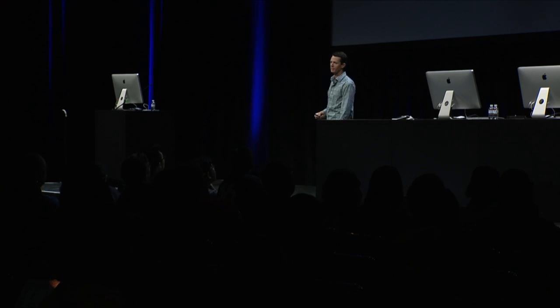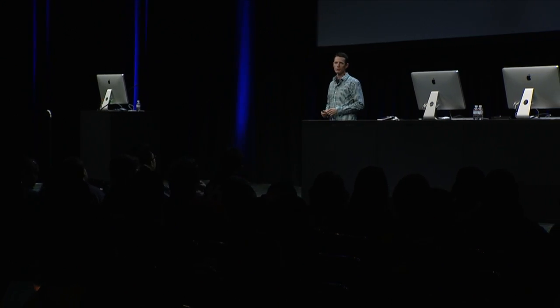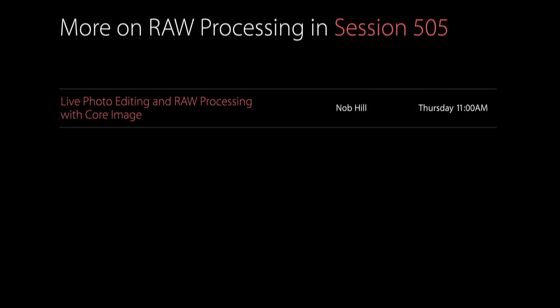The AVCam manual sample code is available right now. You can go get it. It's associated with this session's slides. And also, if you want to learn more about RAW editing, you need to come to that same session as I talked about before, session 505, where they talk about both of these. The second part is raw processing with Core Image. It's a great session.